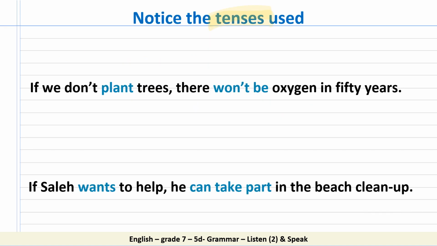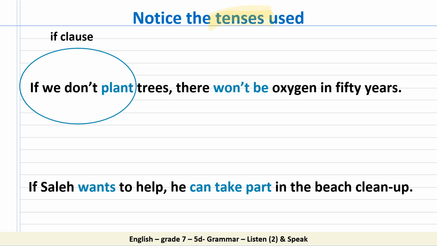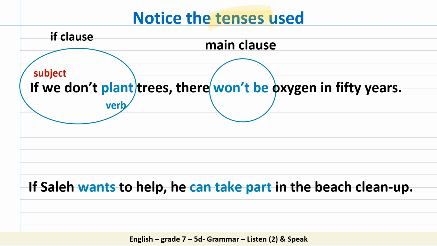Let's now examine the following sentences and break them down to find out how to form conditional sentences type 1. The first sentence, if we don't plant trees, there won't be oxygen in 50 years. This sentence has two parts. The first part, if we don't plant trees, is called the if clause, and it consists of if plus present simple. As you can see, we is the subject and plant is the verb. The sentence is in the negative form. The second part, there won't be oxygen in 50 years, is called the main clause, and here it is in the future will.